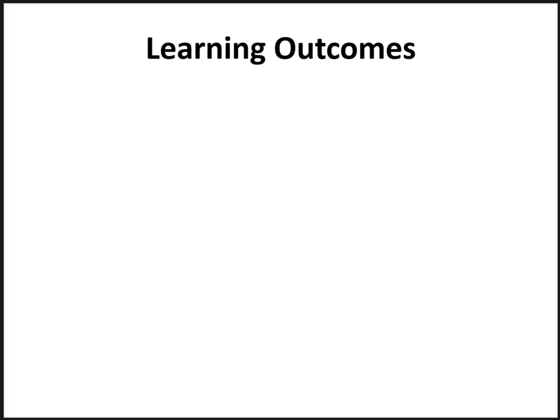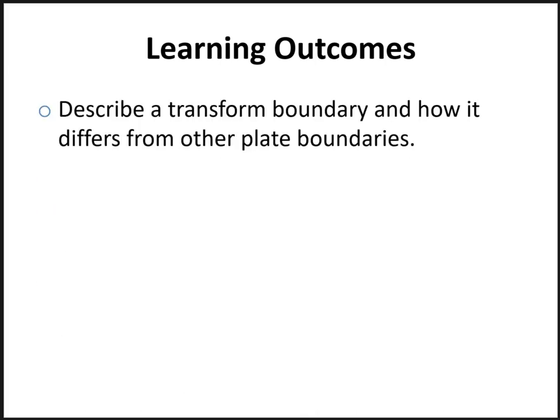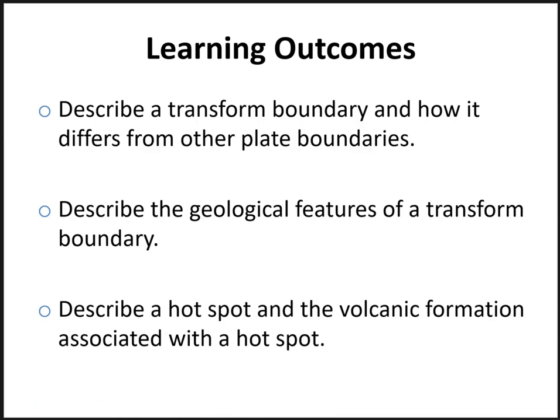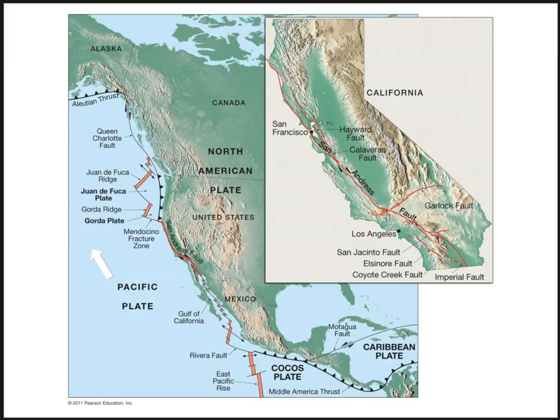At the end of this lecture podcast, you should be able to describe a transform boundary and how it differs from other plate boundaries, describe the geological features of a transform boundary, and describe a hotspot and the volcanic formation associated with the hotspot. So the most prominent transform boundary on Earth is here in the United States, in California, and it's called the San Andreas Fault.